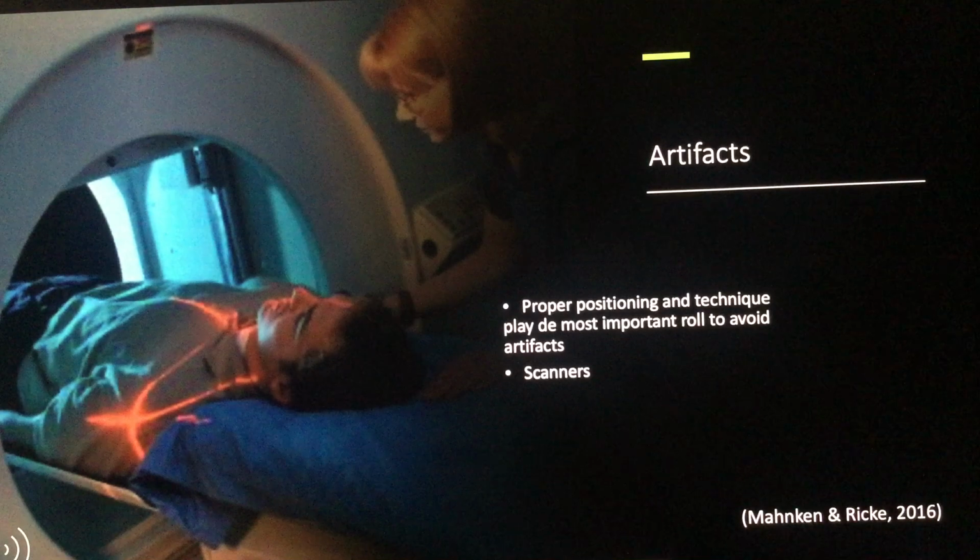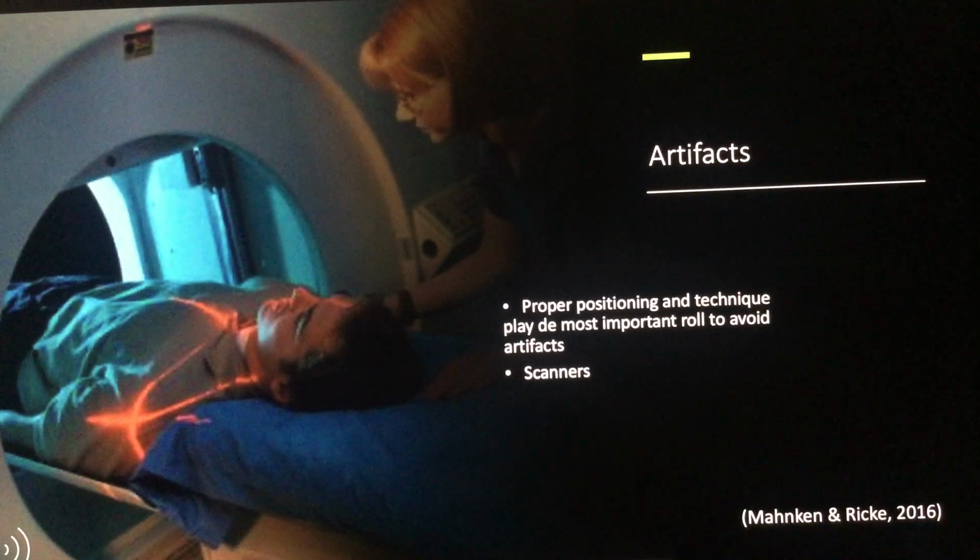Artifact-minimizing design features are incorporated into modern CT scanners to minimize some types of artifacts. Some are partially corrected by the scanner software. But the most important factor in avoiding CT artifacts is the proper use of technique and the proper position.